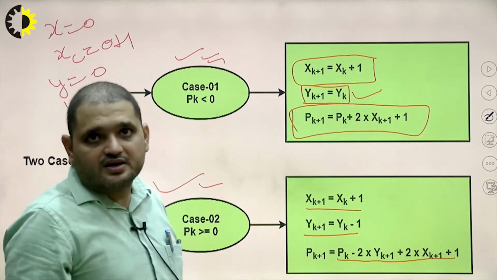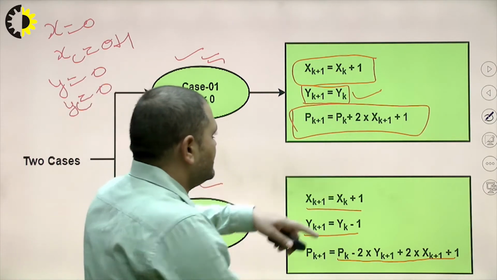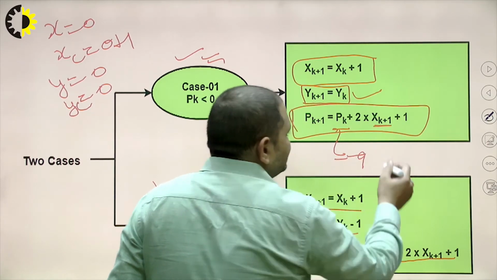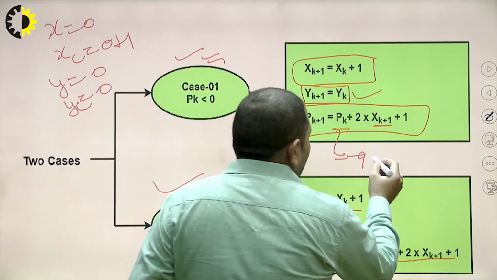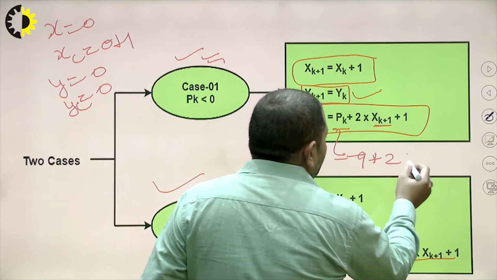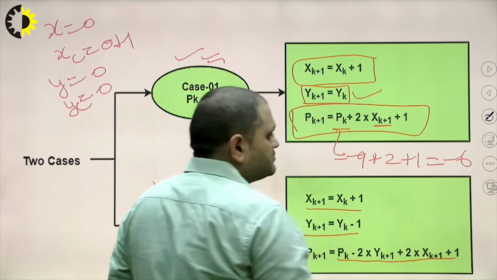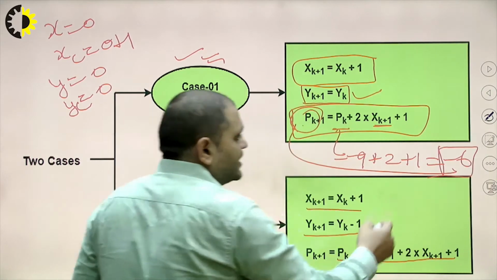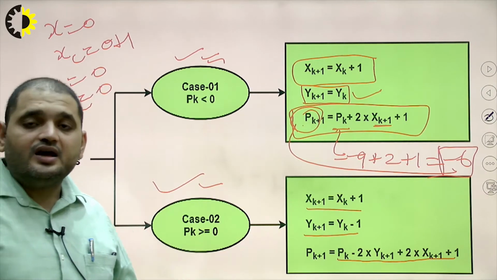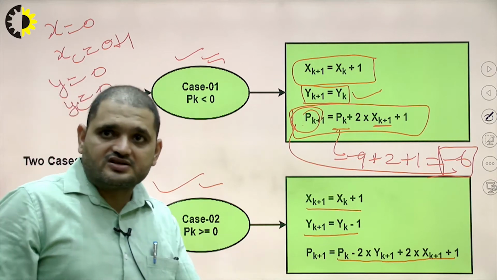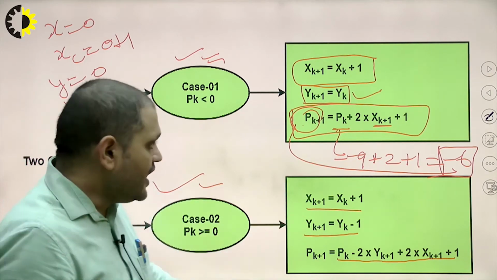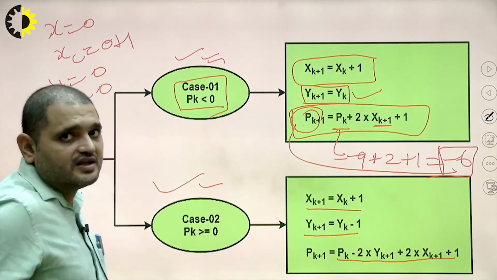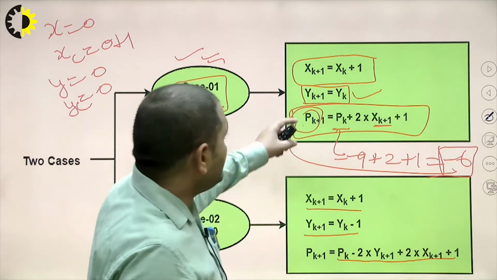And the new decision parameter, pk plus 1. The pk value we calculated is minus 9, and xk plus 1, the new value, is 1. So minus 9 plus 2 times 1 plus 1 will result in minus 6. The new value pk plus 1 comes out to be minus 6, and this again becomes pk for the next iteration. And minus 6 is again less than 0.